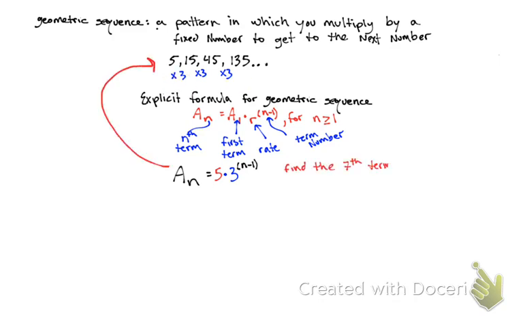So let's find the 7th term. Now we're going to plug in 7 where n is. So 7 minus 1 is 6. 3 to the 6th power times 5. That is 3,645.